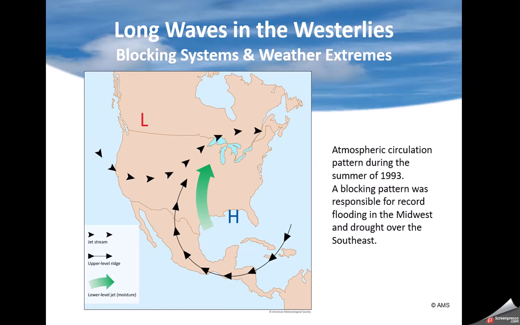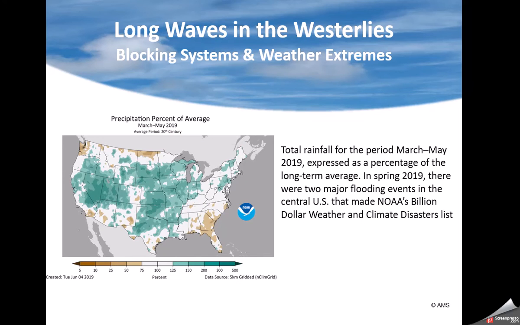And patterns like this have been known to produce flooding in the Midwest. They have been known to produce extremely cold air coming off the Great Lakes into the eastern United States. It just depends on where they set up. And that is one of the criteria each year that you're looking at, where they're going to set up. And here you can see long waves in the westerlies, blocking systems, all that rainfall in the Midwest.